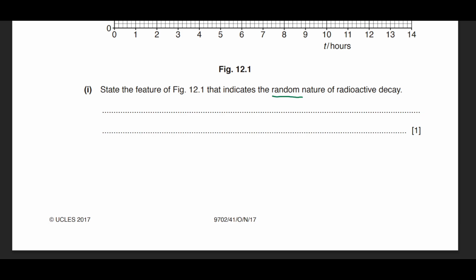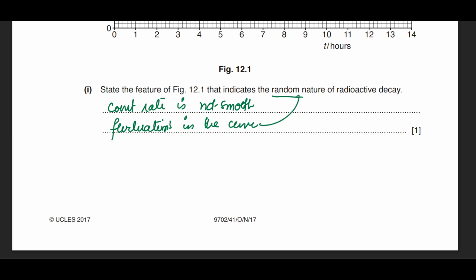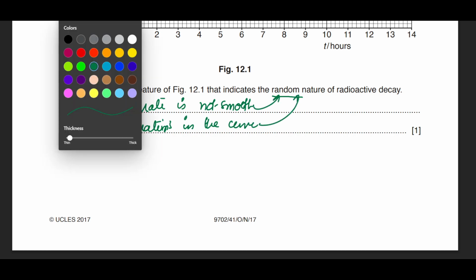So we can say that the count rate is not smooth. Or you can say that there are fluctuations in the reading. Fluctuations in the curve are actually representative of the randomness. This is what we started with. This is the main discussion point of randomness and spontaneous.